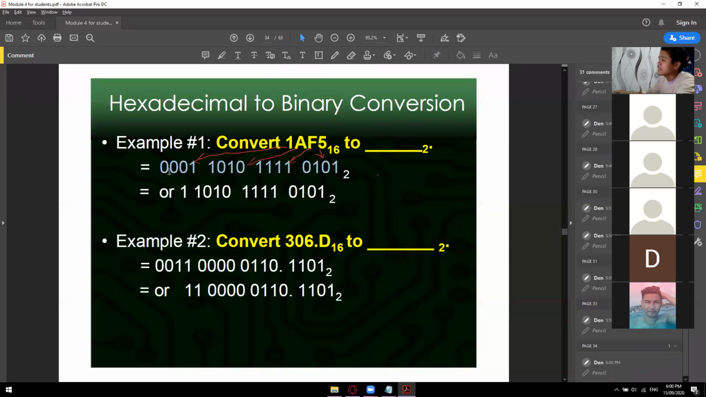So, pwedeng ito na yung final answer nyo, or if you want to simplify it more, then you can simply remove this 1. It will not affect your answer. So, you can just put here 1, 1, 0, 1, 0, 1, 1, 1, 1, and then 0, 1, 0, 1. Base 2. Okay, so that's how you convert hexadecimal into binary. Actually, mas madali pa to kaysa sa mga nauna. Kasi parang kahit manually lang sa utak, kayang-kaya na. Are we clear so far in this one? Example number 1, kung paano siya nakuha.